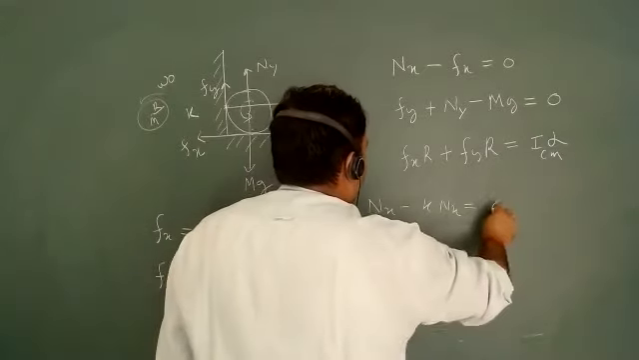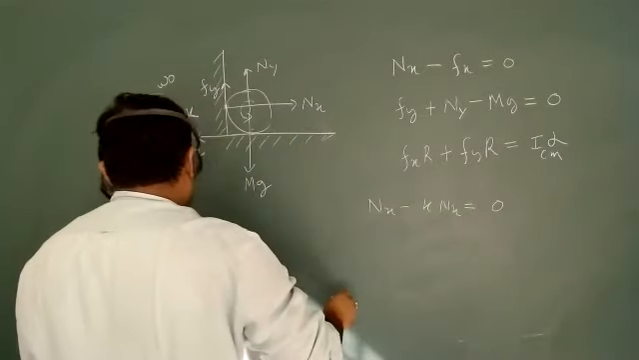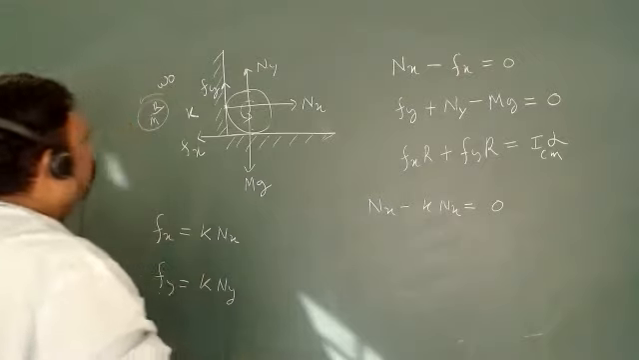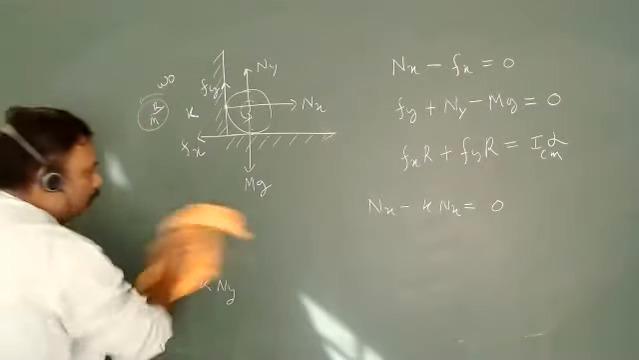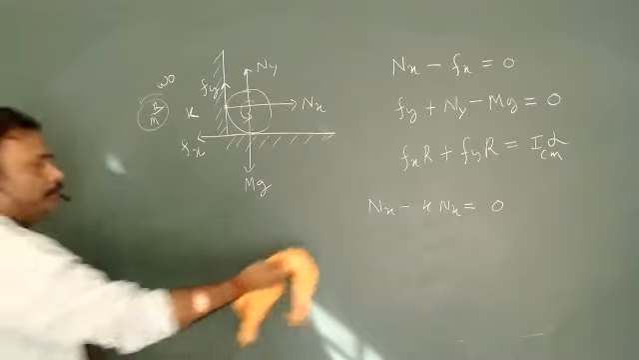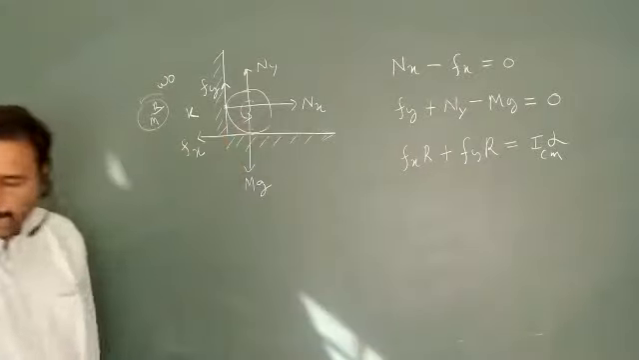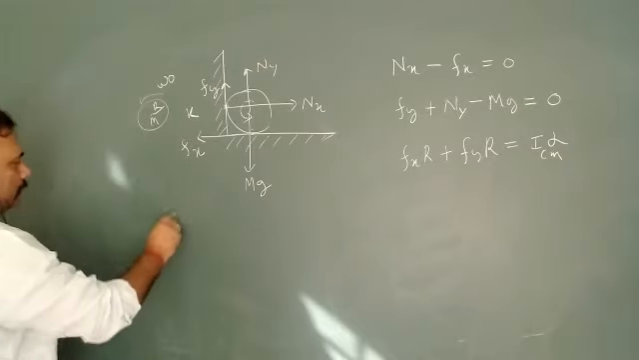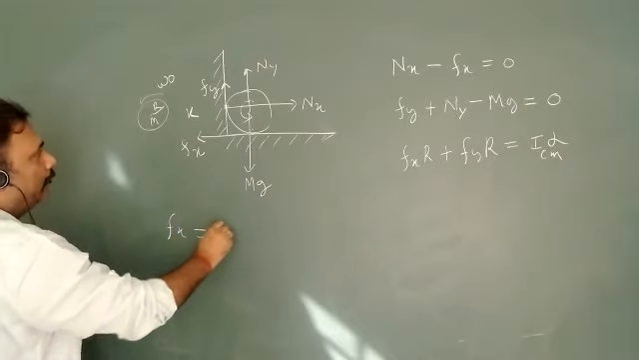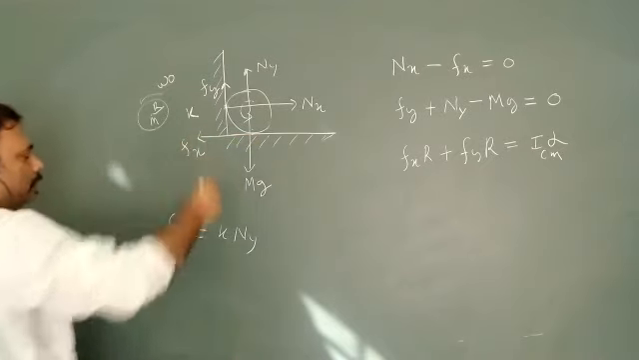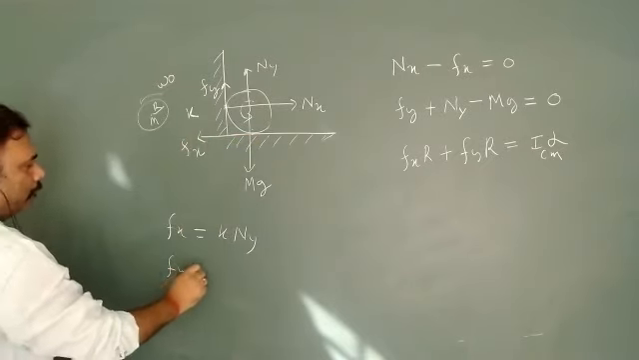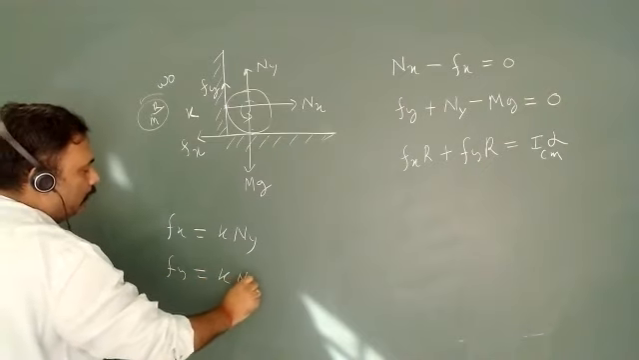That value is equal to 0. Sorry, Fx is equal to K Ny. Sorry, what did I write? Extremely sorry. Just look here. So Fx is equal to, what will be the value of Fx? K into Ny, isn't it? Because this is the normal for this surface. And what is Fy? Fy is equal to K into Nx.